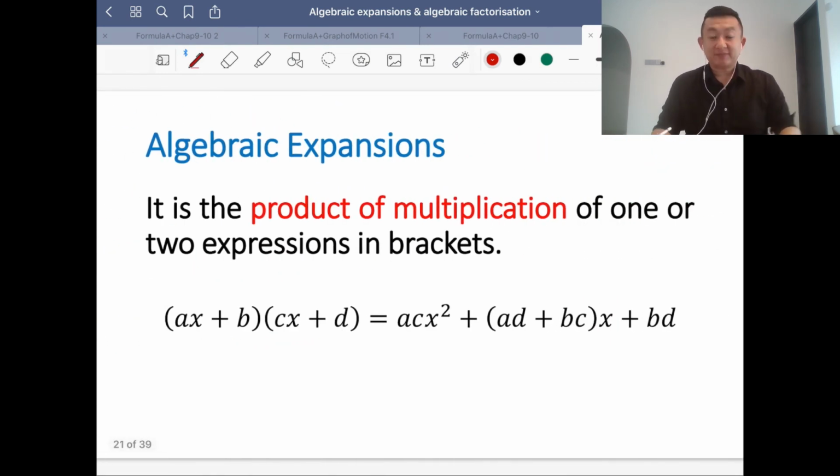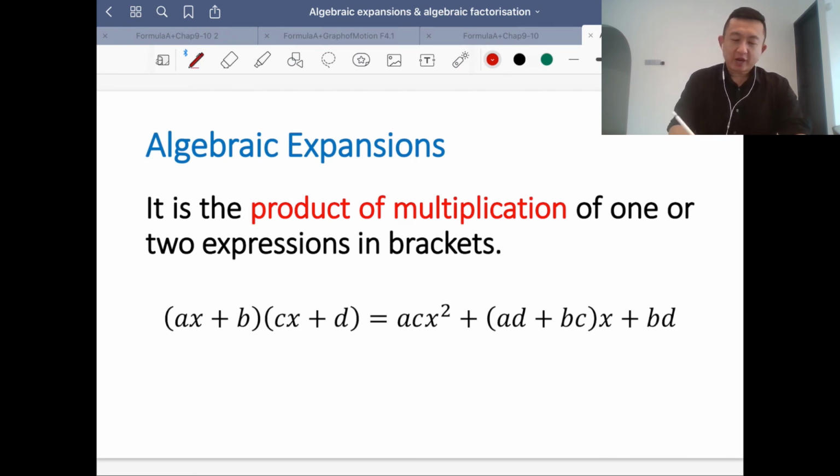So algebraic expansion is about the product of multiplying one or two expressions in brackets. So when you have ax plus b multiplied by cx plus d, this is what you should have. So I have shown you two methods, the grid method and the crab crawl, or rainbow method.